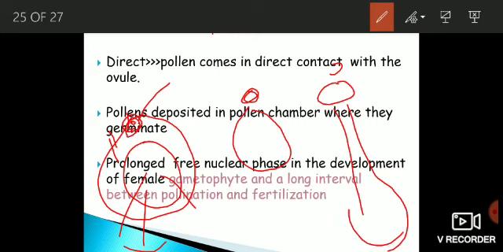And you have a prolonged free nuclear phase. It means in the development of female gametophyte, the nuclei at first are not separated from each other with the help of walls. However, in due course of time, these nuclei get separated from each other with the help of walls, and you get a cellular female gametophyte. And there is a long interval between pollination and fertilization in gymnosperms. That means pollination and fertilization are not simultaneous. Once pollination has taken place, it takes a long time for the male gametophytes to cause fertilization of the eggs in the archegonium.